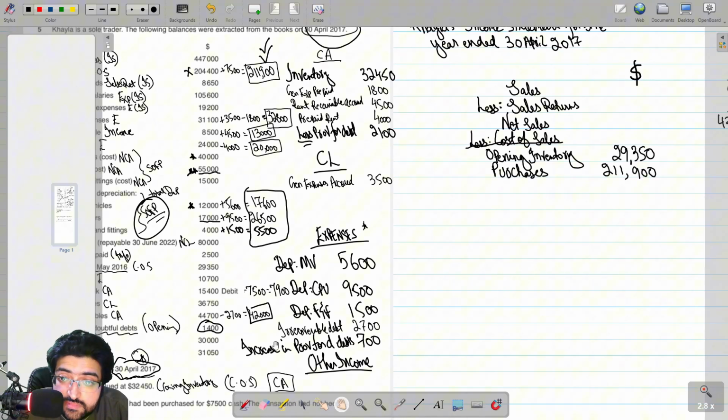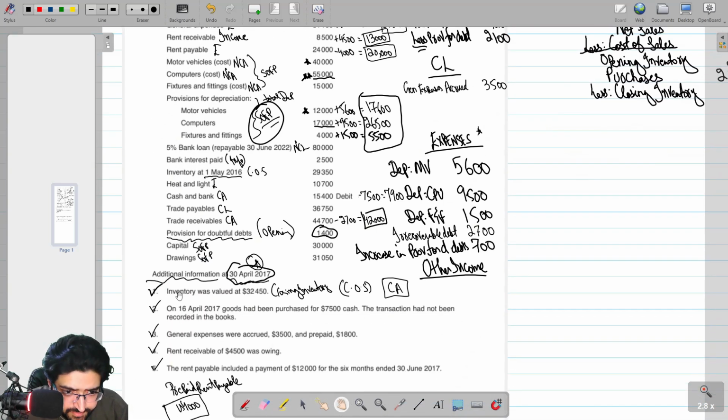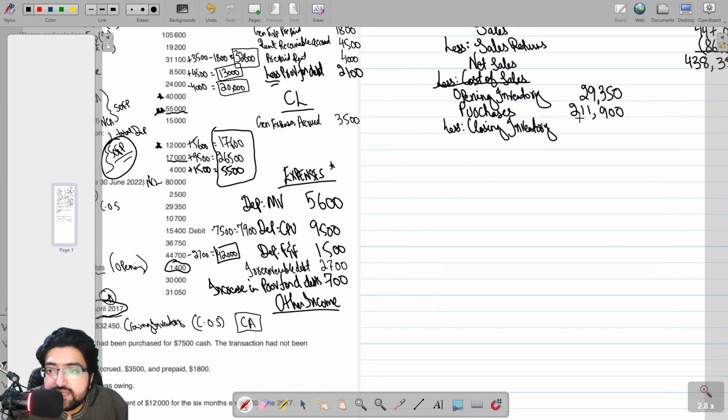So let's move on. Then the last thing is closing inventory. We subtract closing inventory from this because this is the leftover inventory which remained unsold. So we cannot include this as an expense. We cannot include this as cost of sales because this will be sold next year now. This is not this year's cost of sales. Closing inventory is always given in the question, which is here. See, closing inventory 32450. And in brackets to show that we are subtracting this, not adding this.